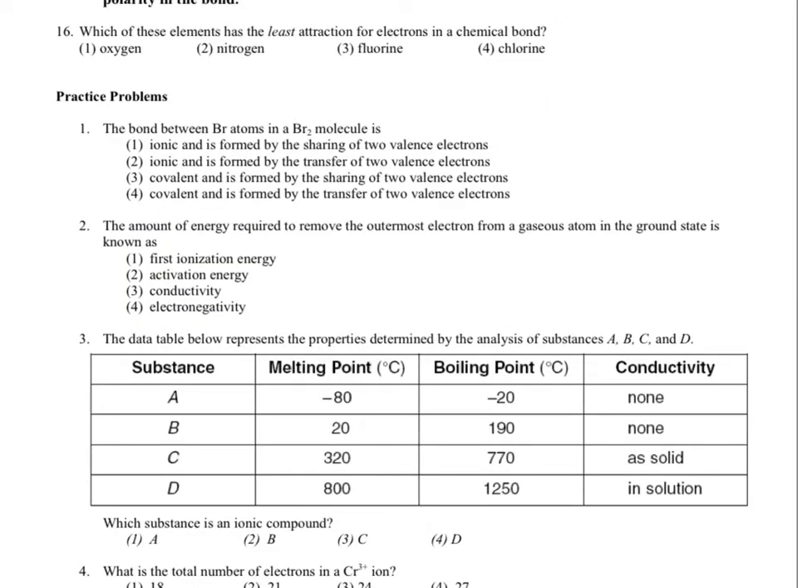Question number 16 asks, which of these elements will have the least attraction for electrons in a chemical bond? We will recall from last chapter that this is the exact definition of electronegativity. Electronegativity can be found on reference table S. Let's take a look.